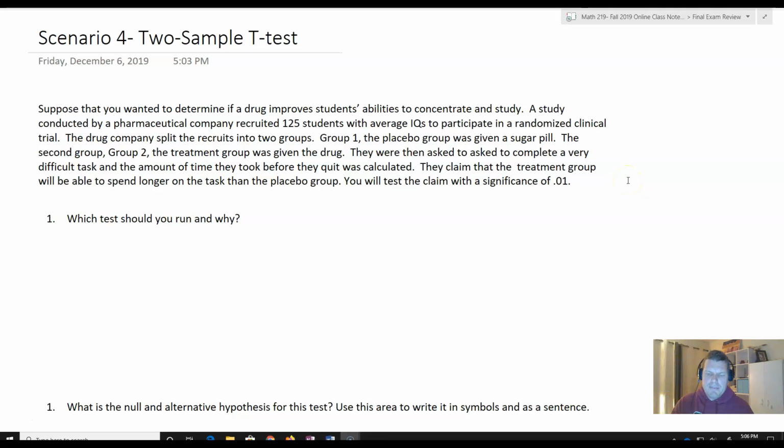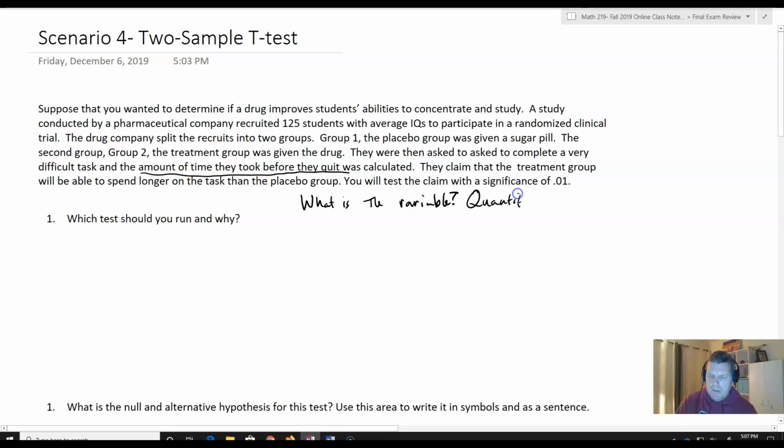So the first thing that I want to ask myself is, what's the variable that's being collected? What is the variable? Okay? And the variable in question is going to be the amount of time they took before they quit. Okay, so it's an amount of time, so consequently that's a quantitative variable. In addition to that, I'm going to notice that they're split into two groups. One's the placebo group, and the other one's the treatment group.